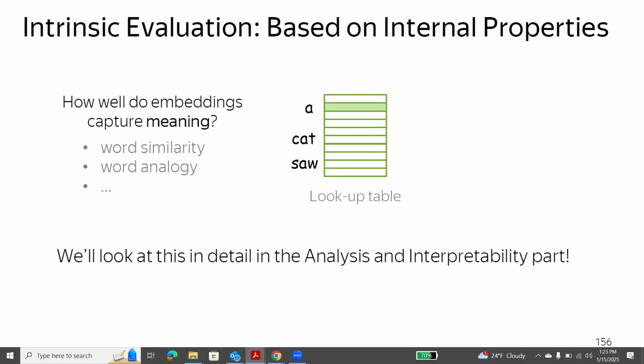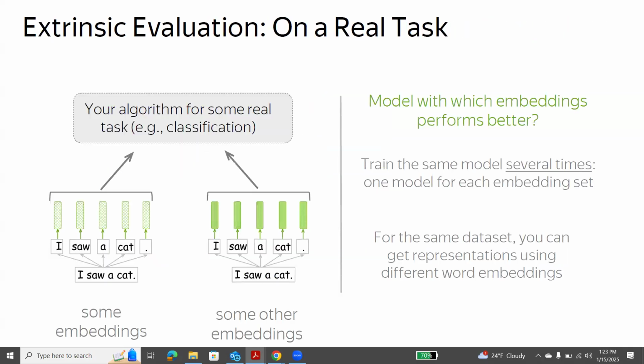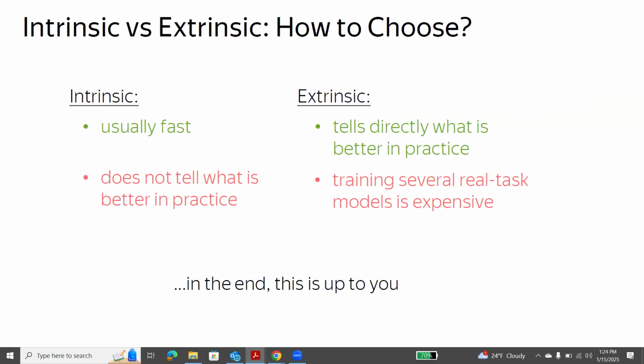Yes, this is what I said, that we can look if our model captures the similar meanings of the words. And for extrinsic, we can use the word embeddings, for example, for a text classification task or for another task, and see how these embeddings work for a new task. And as I said, the problem with extrinsic, it may be time consuming, but it's maybe a better evaluation.